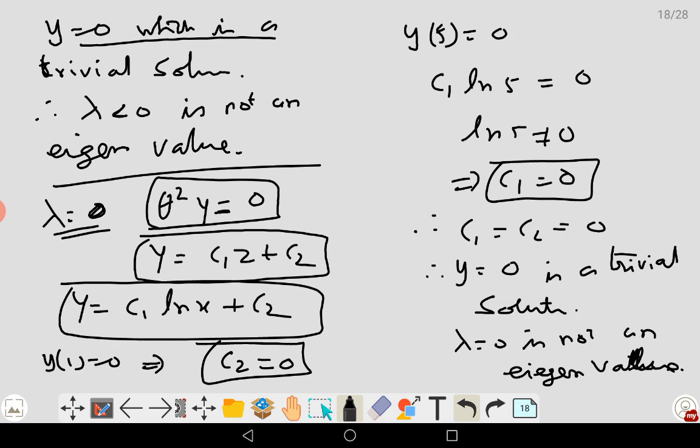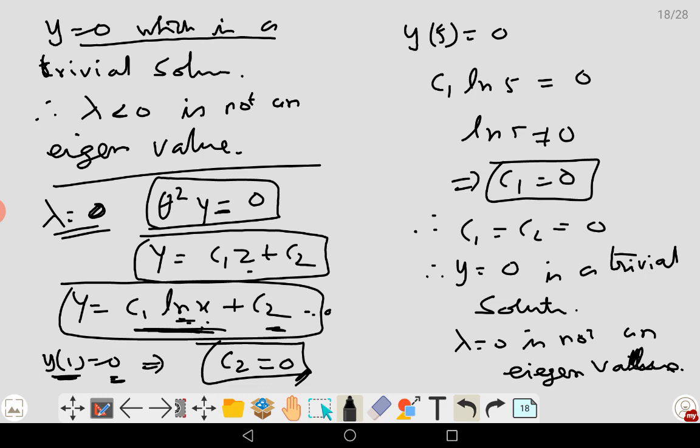So when lambda is 0, this will be the differential equation, where the lambda part is 0, whose solution is this one. But z should be replaced by ln x, isn't it? And substitute the first boundary condition, y of 1 equal to 0. Ln 1 will be 0, so this part will be 0, C2 is equal to 0. Why? Because the first boundary condition is equal to 0. So when you substitute x equal to 1, this part is equal to 0, so C2 is 0.